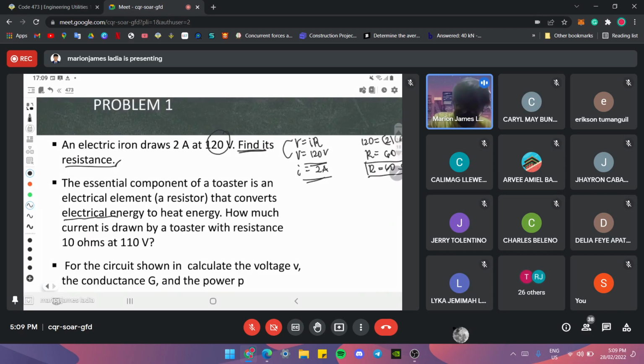Note, a resistor will never make power. Hindi siya magbibigay. Ang gagawin niya lang, mag-absorb at gagamit.